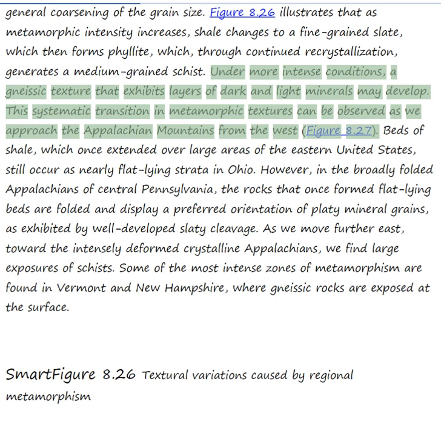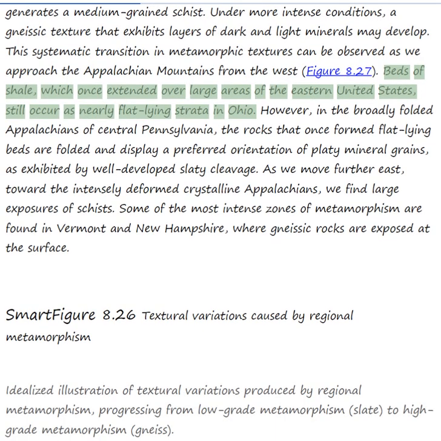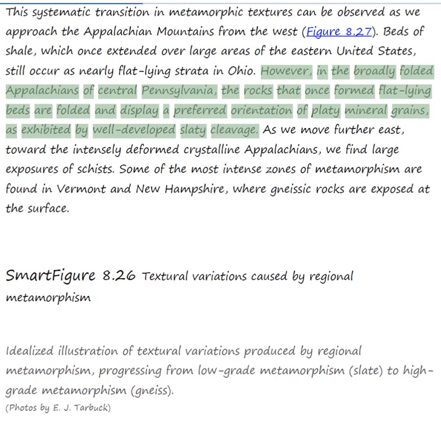This systematic transition in metamorphic textures can be observed as we approach the Appalachian Mountains from the west. Beds of shale, which once extended over large areas of the eastern United States, still occur as nearly flat-lying strata in Ohio. However, in the broadly folded Appalachians of central Pennsylvania, the rocks that once formed flat-lying beds are folded and display a preferred orientation of platy mineral grains, as exhibited by well-developed slaty cleavage.